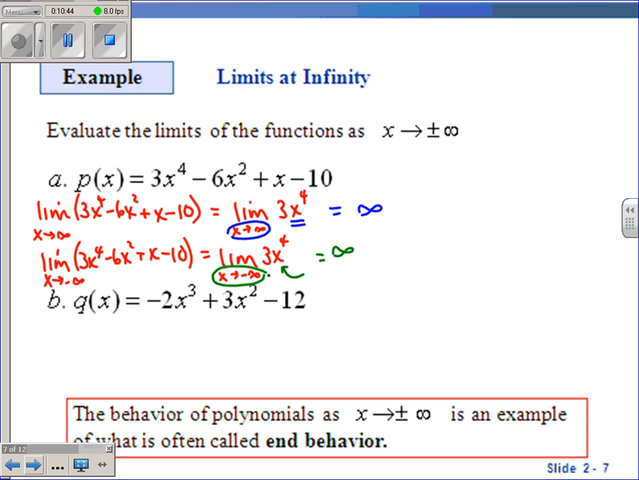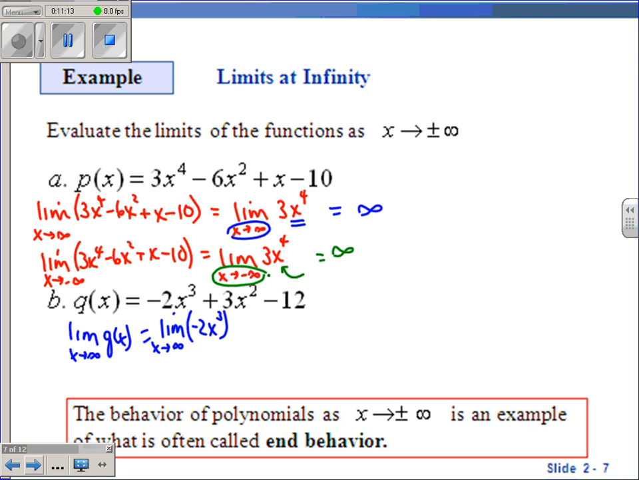Okay? Now the second example. I want to look at the limit of the q, and because I recognize it's just a polynomial, powers of x, multiples of powers of x added together, they're all positive integer exponents. So I'm going to look at the limit as x approaches positive infinity. It's going to be whatever the limit of that leading term is, because that's the dominant term. It's going to determine what's happening on the ends.